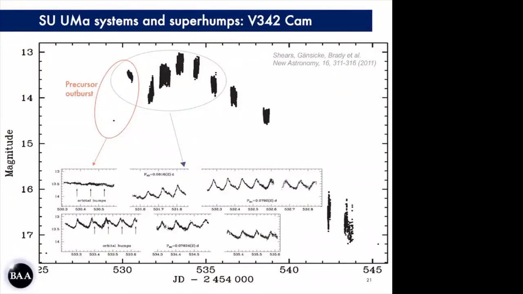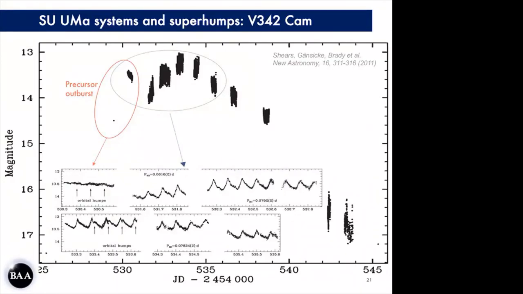Now, what's different about a super outburst is that it's brighter, typically by about half a magnitude, than a normal outburst. And if you monitor the brightness of the star when it's in super outburst, you'll find small bumps in the light curve. You can see some of those on the plot shown here. If you look at the plots below, you can see these little humps. These modulations are called superhumps because they occur during a super outburst.